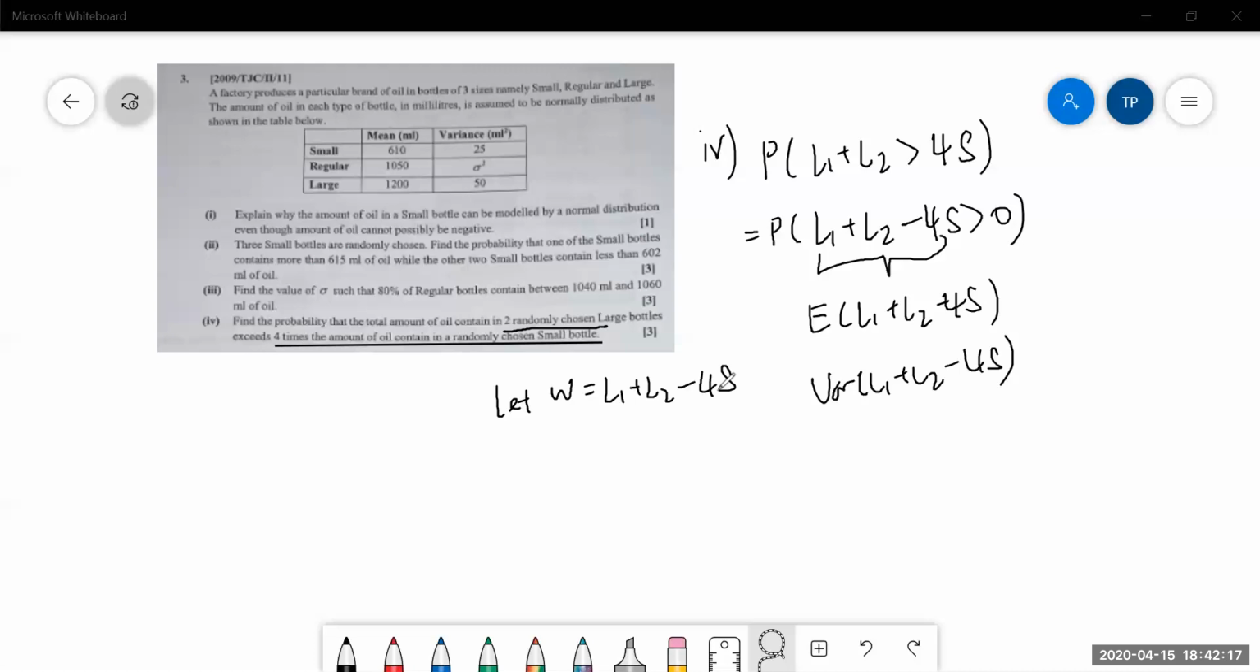But what's the variance of L1 plus L2 minus 4S? You say variance is wrong, right? So how do you find the variance of L1 plus L2 minus 4S? Can you tell me how you find it? I just took 50 plus 50 minus 4 times 25. Wrong. Why do you use minus? You cannot use minus. Remember, for variance, there will be no minus. Oh, half. Yeah, plus.